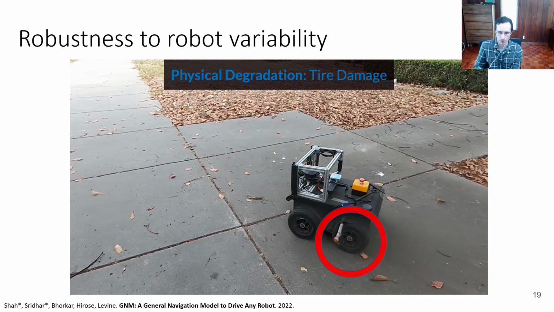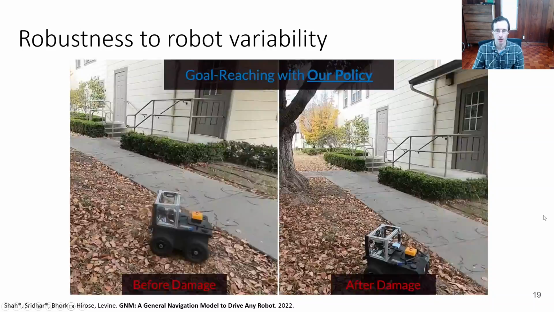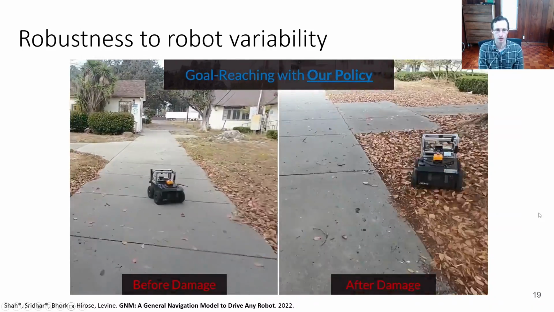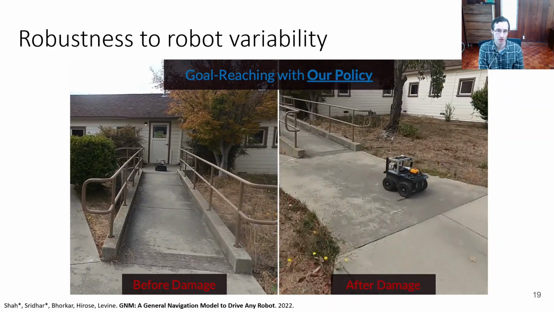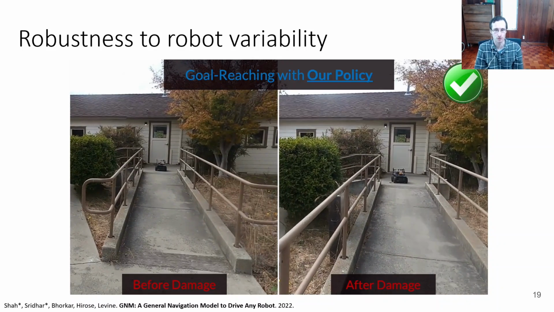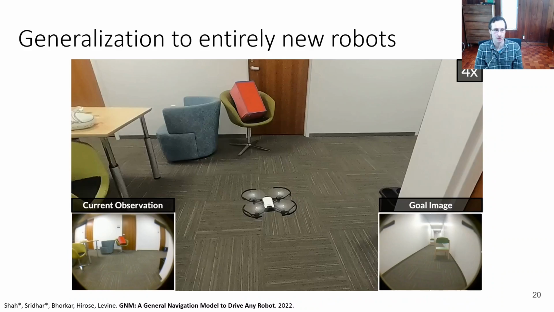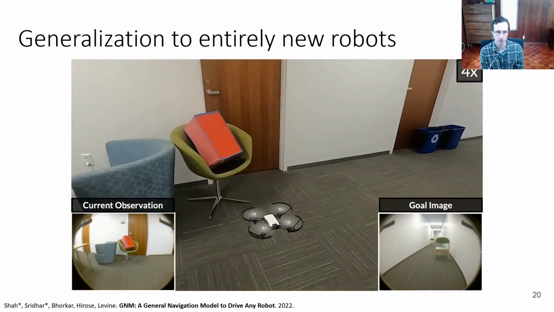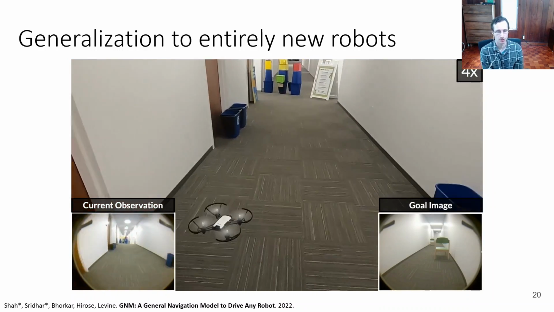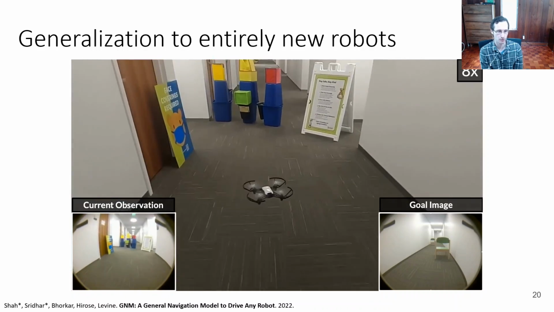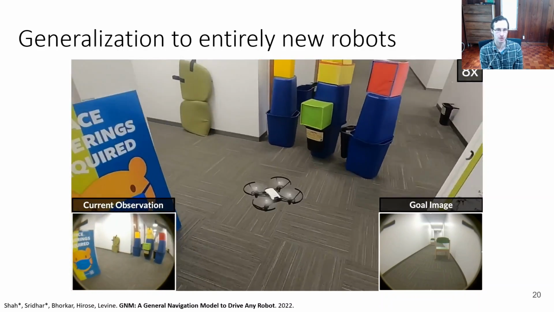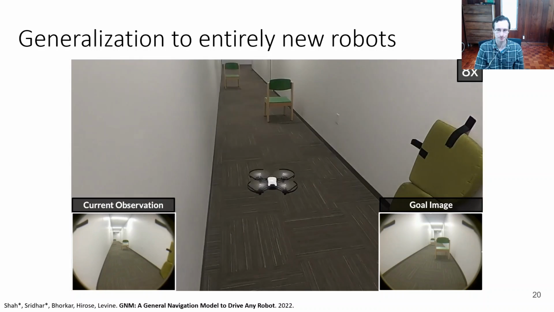But if we use the GNM, which was in fact trained to control a variety of robots, then it can actually control the robot both before and after the damage, because essentially the damaged robot is just another kind of robot. If you generalize across robots, then you can generalize to this kind of stuff. Here's the video with the drone again. Now, as I mentioned, the drone is flying at a fixed altitude, but you can see that it has a pretty different fisheye camera, and yet it's able to successfully navigate this hallway.